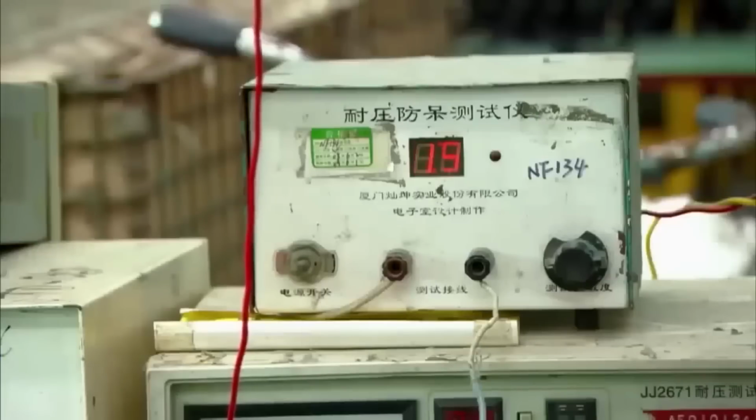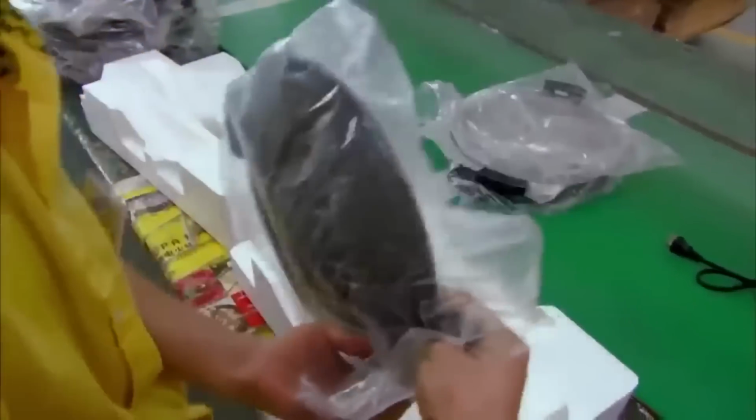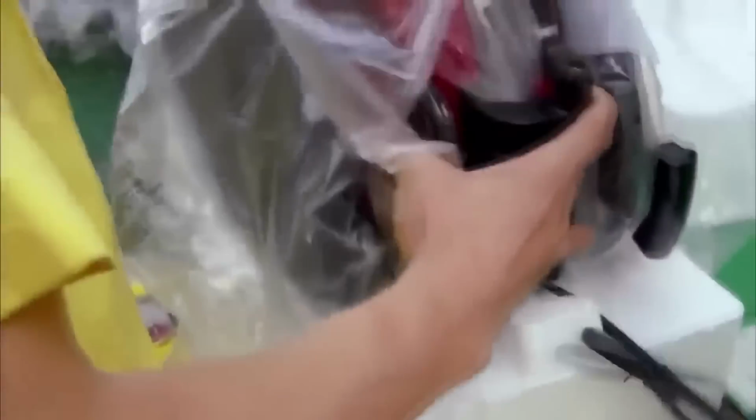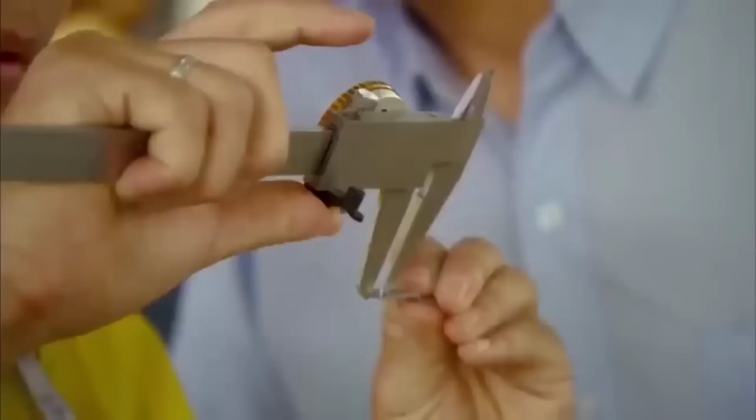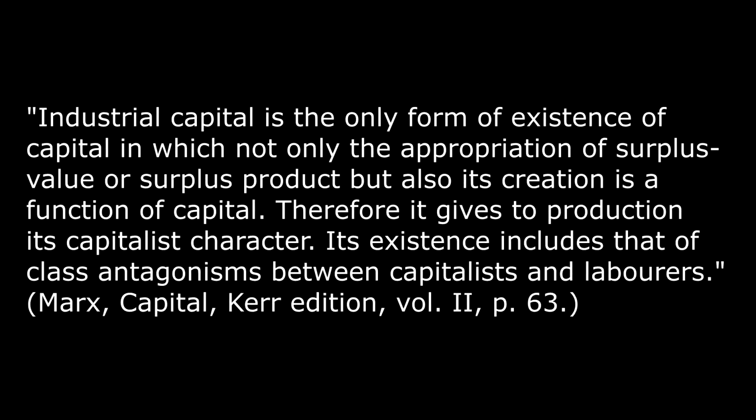And by industrial capital, we mean all capital that is used for the production of commodities, regardless of whether it's machinery and those kinds of industry, or agriculture or something like that. It's still called industrial capital. And Marx says in Capital, Volume 2, quote, "Industrial capital is the only form of existence of capital in which not only the appropriation of surplus value or surplus product, but also its creation is a function of capital. Therefore it gives to production its capitalist character. Its existence includes that of class antagonism between the capitalist and laborers." So it's kind of peak capitalism.